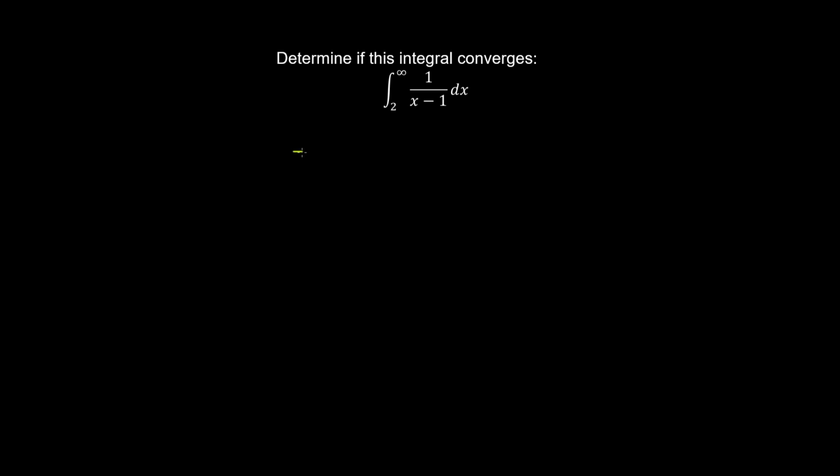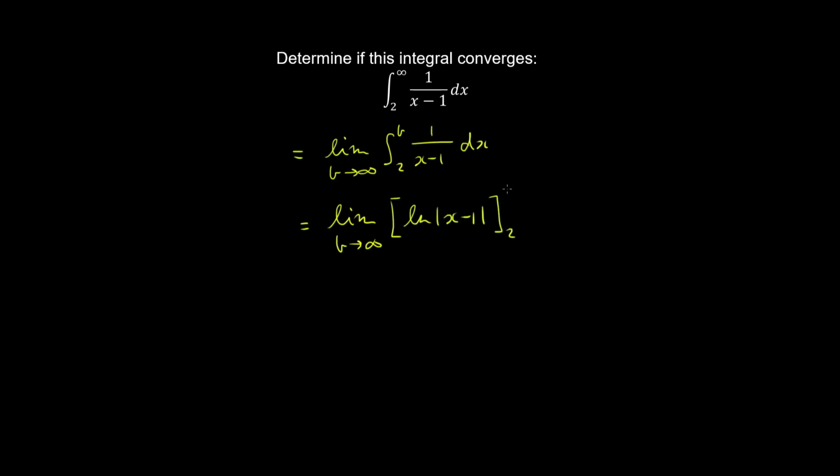Let's determine if this integral converges. So we have an improper integral because we have a limit of integration that's infinity. So we take the limit as a dummy variable goes to infinity and replace the limit of integration with that dummy variable, and we evaluate that integral and then take the limit. So using u substitution, you'd obtain the following result when you evaluate that integral. So we have the natural log of x minus 1 evaluated from 2 to b.